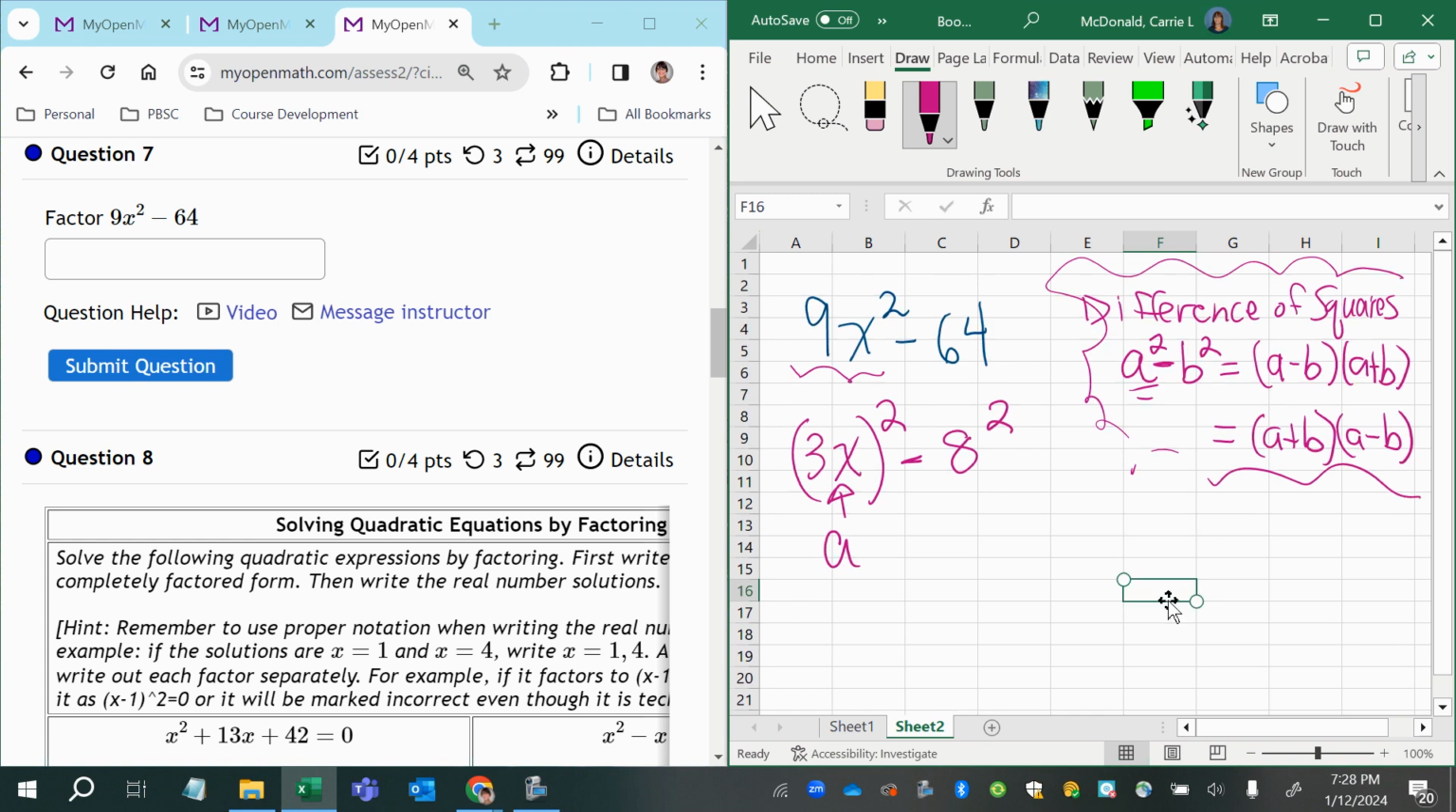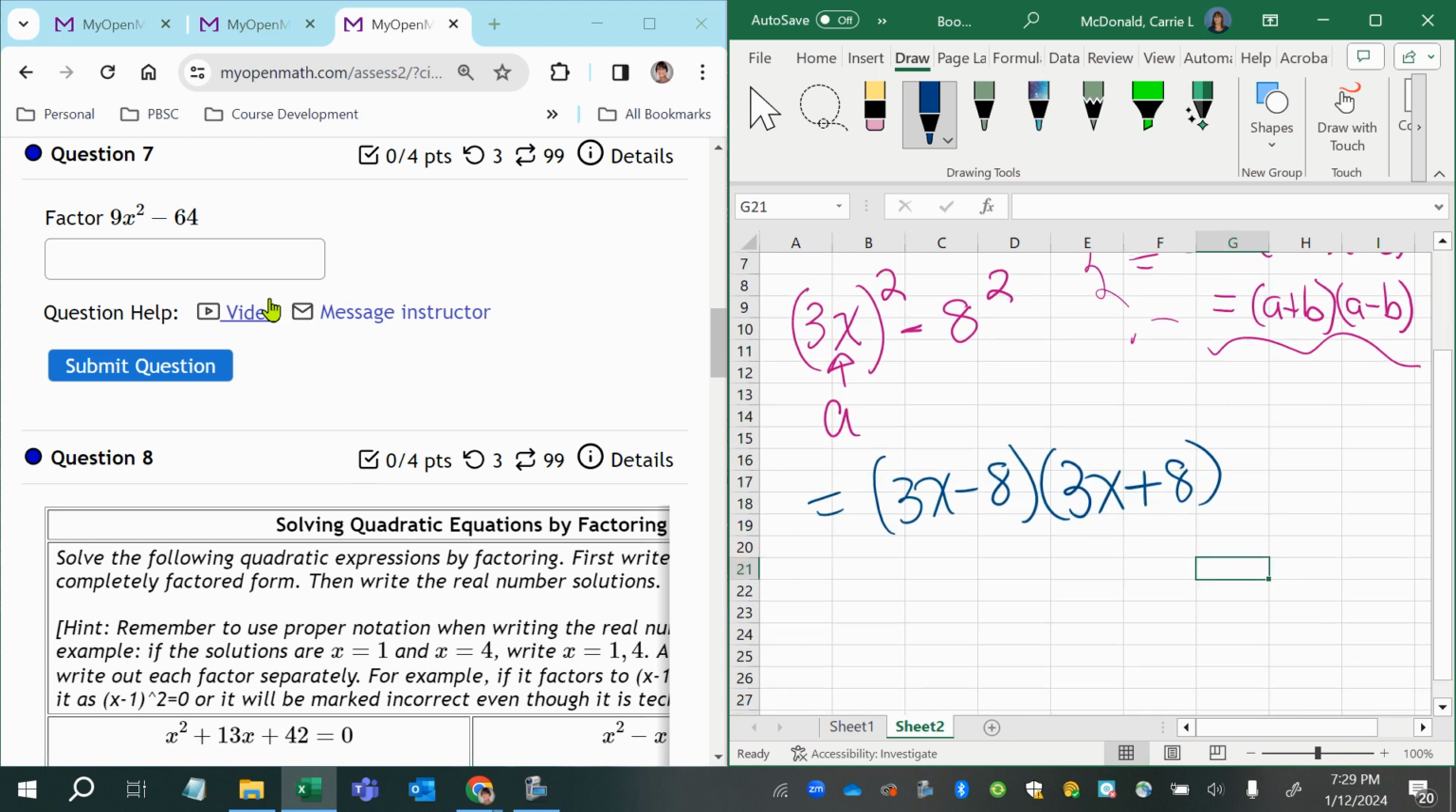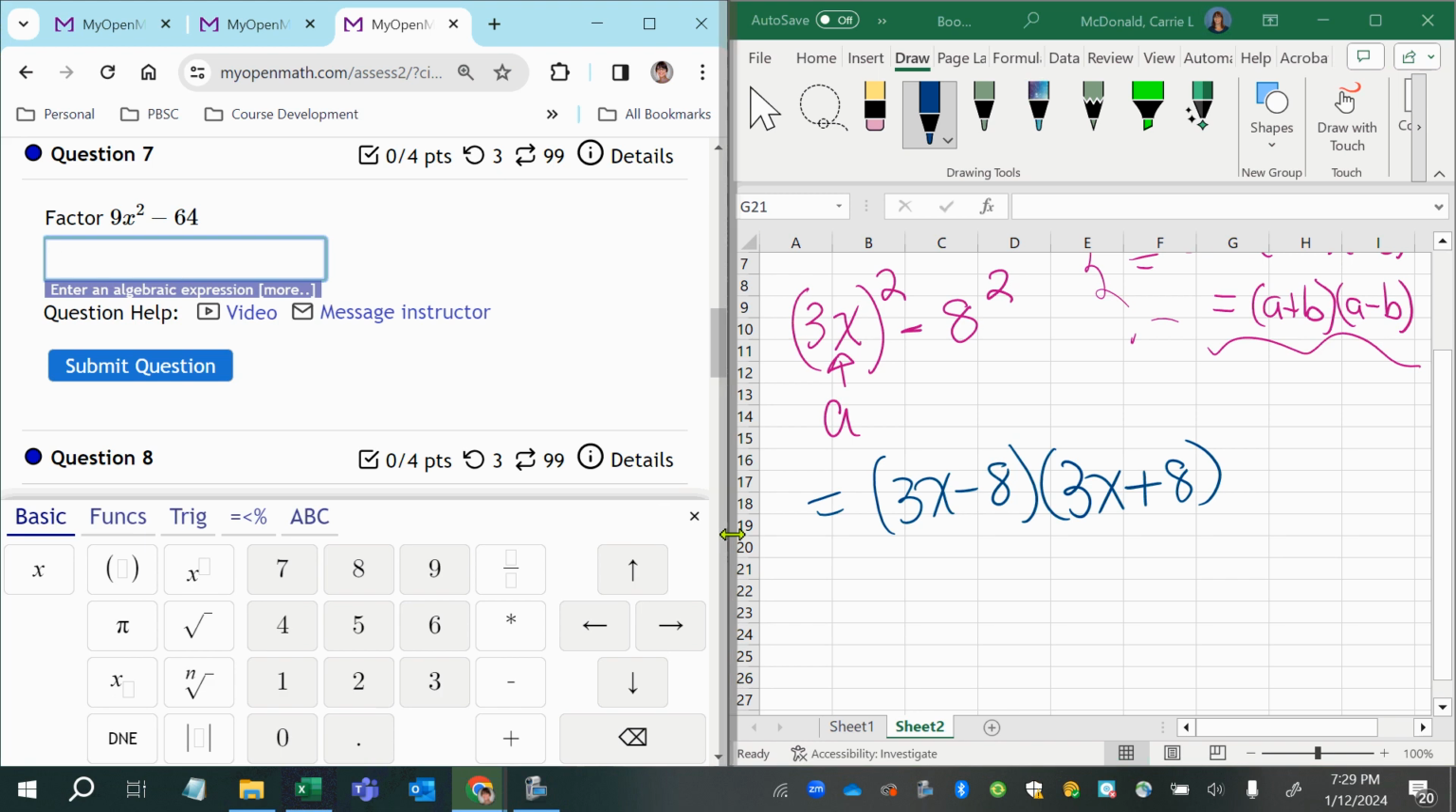I'm sorry, I almost said the wrong thing. That fits the difference of squares pattern, which means that I can factor 9x squared minus 64 and rewrite it as 3x minus 8 times 3x plus 8. Or I could have also written it as 3x plus 8 times 3x minus 8. And that's it. That's all you got to do for that one.